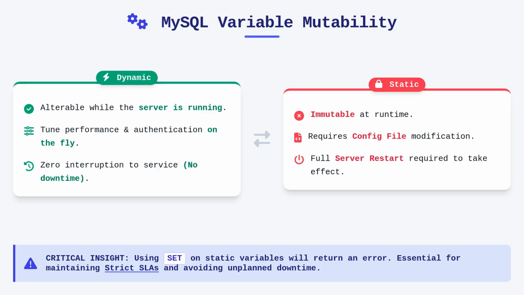Knowing which category a setting falls into is essential for planning changes in production environments where uptime is measured against strict service level agreements. This knowledge prevents unnecessary downtime and helps you navigate the server's requirements with much higher precision and confidence.